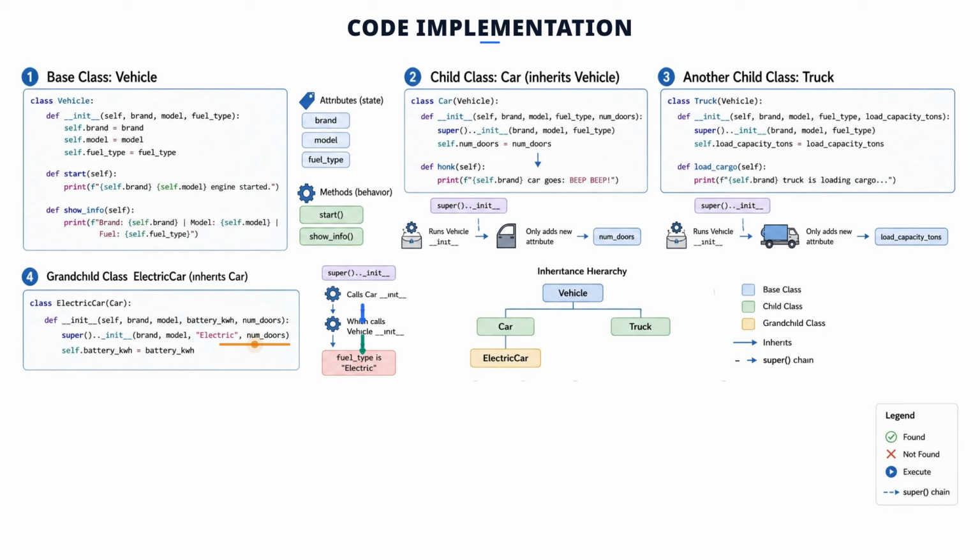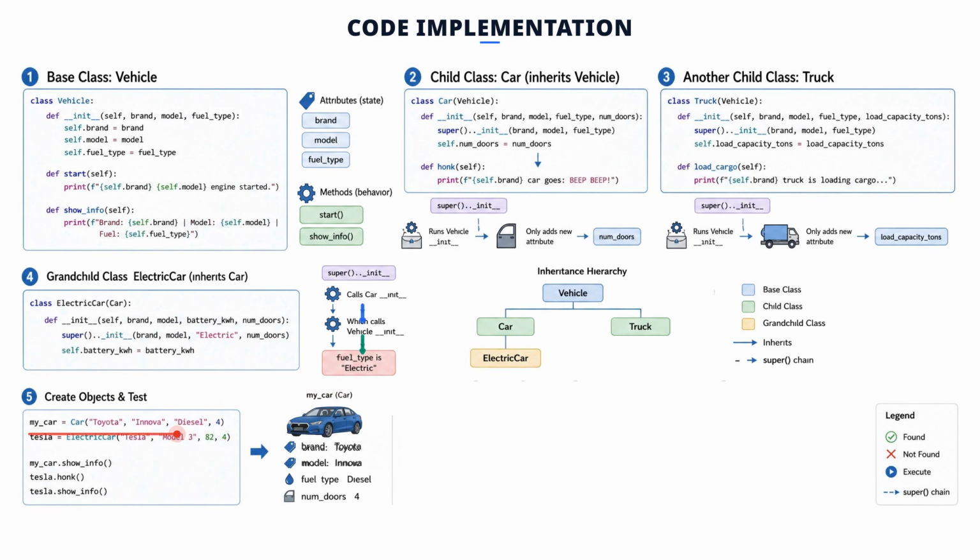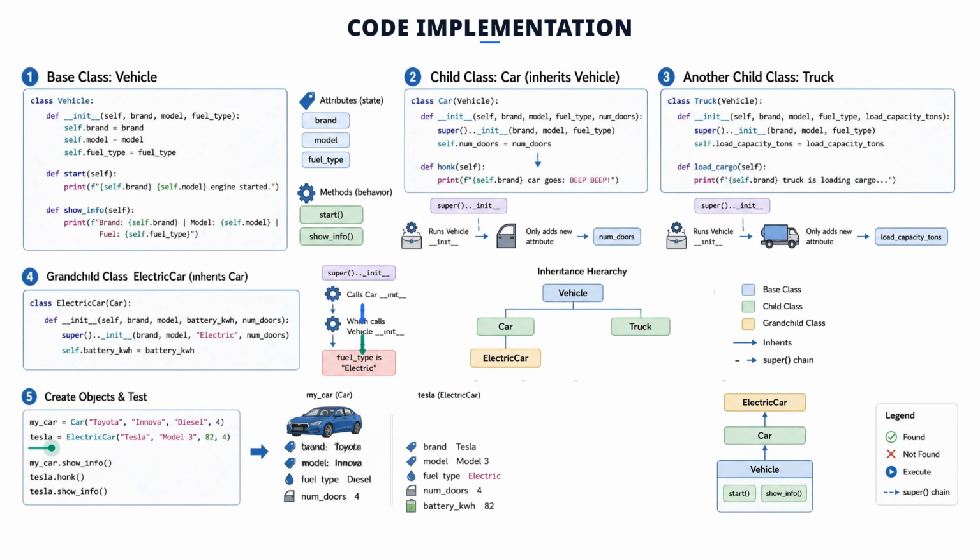Let's put this into practice and create some actual objects in memory. In our test section, we create a standard car, a diesel Toyota Innova, and an electric car, a Tesla Model 3. You can see their specific data stored right here for the standard car and here for the Tesla. Now here is where the real power of inheritance shines. When we run tesla.showInfo, how does Python know what to do since we didn't write that method inside the electric car class? Let's trace it together using the method lookup process on the right.